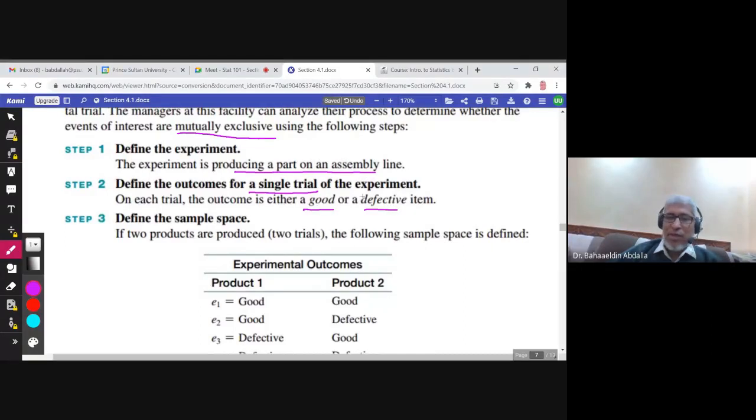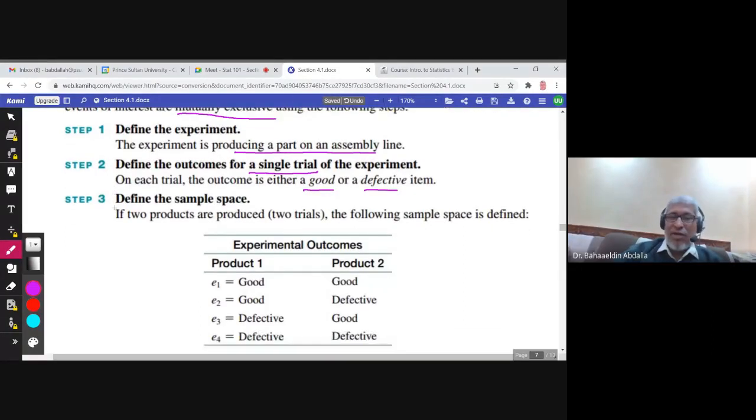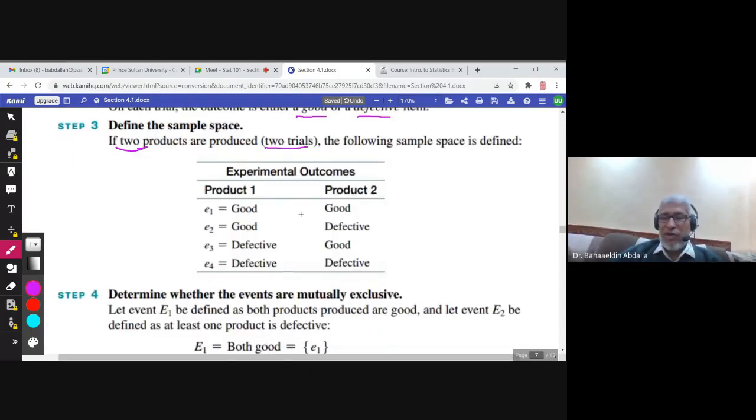How many trials are there? 2 products will be produced. If 2 products or 2 trials, then if the first is good, the second could be good or defective. And if the first is defective, the second could be good or defective. There are 2 possibilities for the first, 2 possibilities for the second. So we will have 4 outcomes, E1, E2, E3, E4.